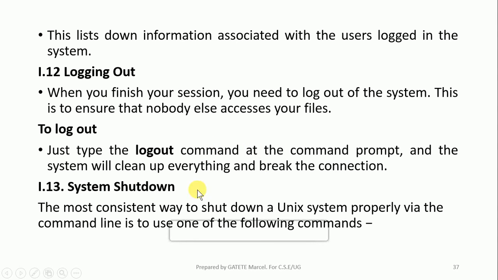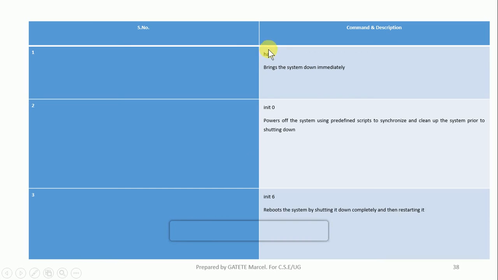You can shut down also. You can shut down the system from the command line, so you will use one of the following commands. You can use halt. The halt will bring the system down immediately. This is the fastest way to shut down your system, very fast.